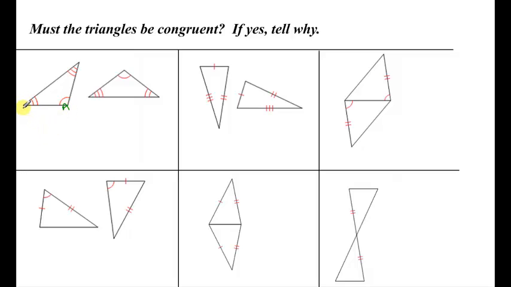Over here, I've got an angle, and it has a match. And on the third set, I've got another angle. I've got three angle matches. This is an angle, angle, angle. Is that going to show congruence? No. So these might be congruent. We don't know for sure.